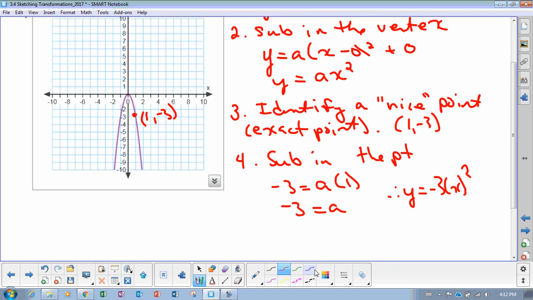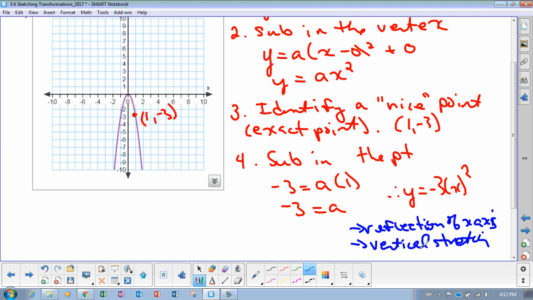If I give you that equation, you should now know that we have a reflection in the x-axis, and we have a vertical stretch of 3. That's how we can figure out without error what transformations have happened. It should make sense that you ended up with a negative a value because you know that the graph is opening downwards, so therefore you have a reflection occurring. All right, so let's do another example.